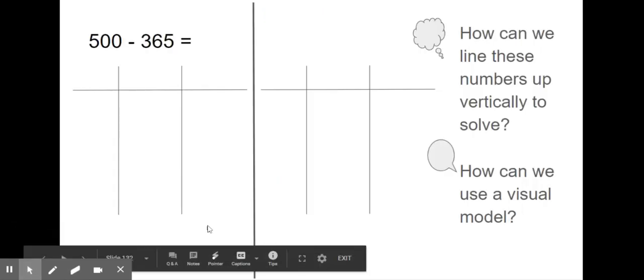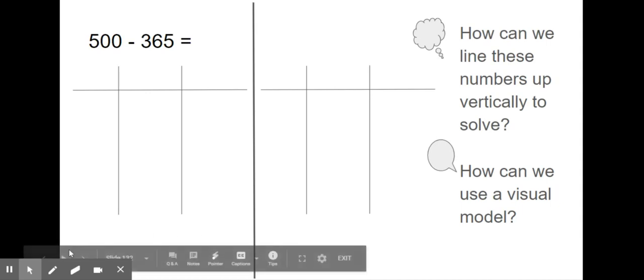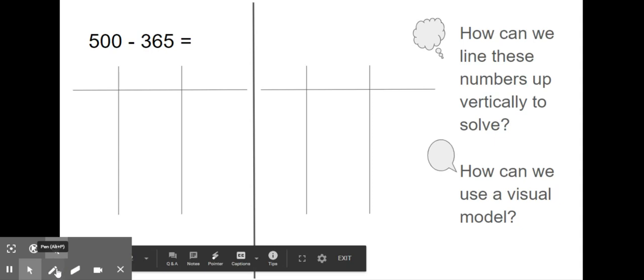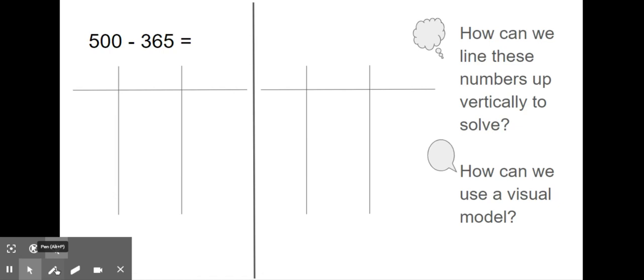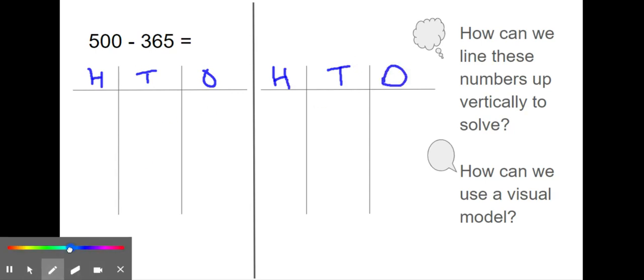Okay, moving to some subtraction practice for today so that you can get started on your work. So we're going to do 500 take away 365. And we're going to show this by lining it up and solving it vertically, and we're going to do a visual model as we always do. So I'm going to put my hundreds, my tens, my ones, hundreds, tens, and ones.